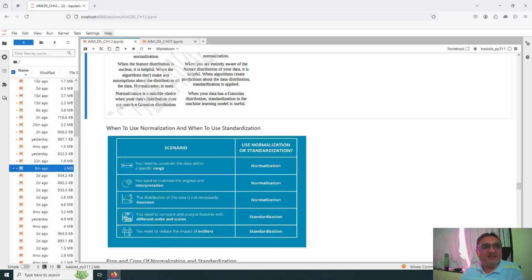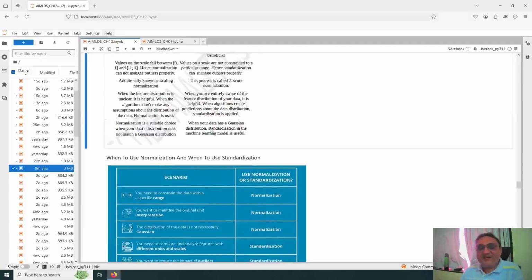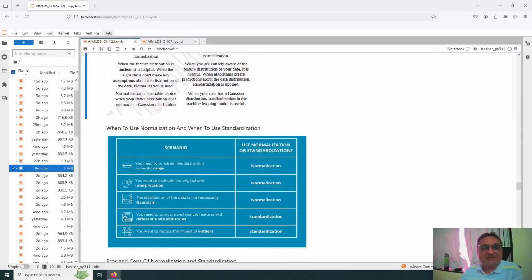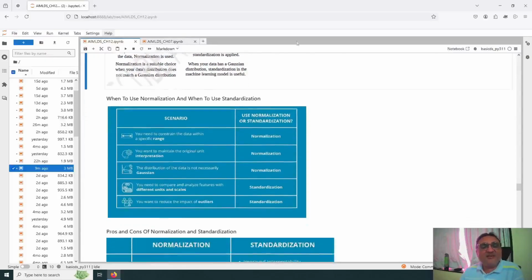Normalization is suitable when the data distribution does not match a Gaussian distribution. But if your data already has a Gaussian distribution, then standardization is better. Now, many natural things already have a nearly Gaussian distribution. For example, the height of human beings in a sample of maybe 100 persons almost varies like a bell curve. Weight of human beings also almost varies like a bell curve. So then you can go for standardization.